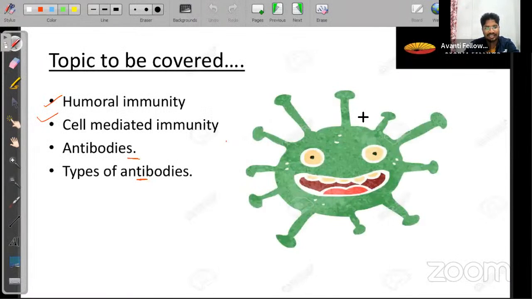Before starting the class, what we need to cover in today's class: the humoral mediated immune response is done, the cell-mediated is also done, now antibodies, types of antibodies.